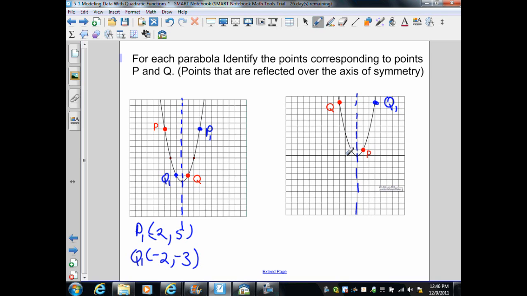And its ordered pair would be 1, 2, 3, 4, 5, up 1, 2, 3, 4, 5, 6, 7, 8, 9. Q sub 1 is (5, 9). P is 1 unit to the right, so P sub 1 would be located 1 unit to the left. And that would be located at (1, 1).